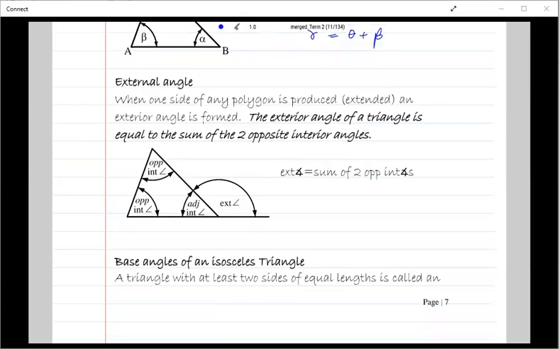Now, we need to talk about the base angles of an isosceles triangle. A triangle with at least two sides of equal length is called an isosceles triangle. So let's go to the next page.